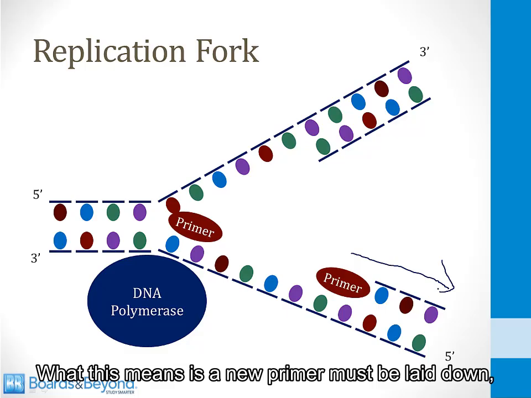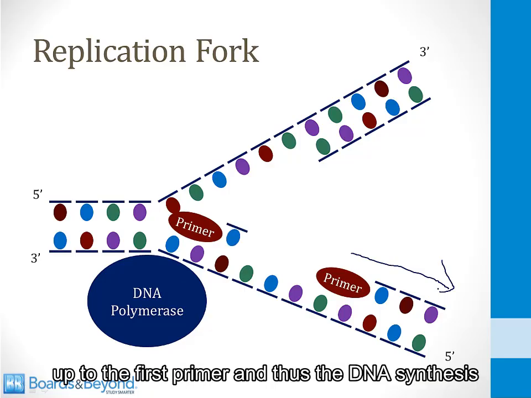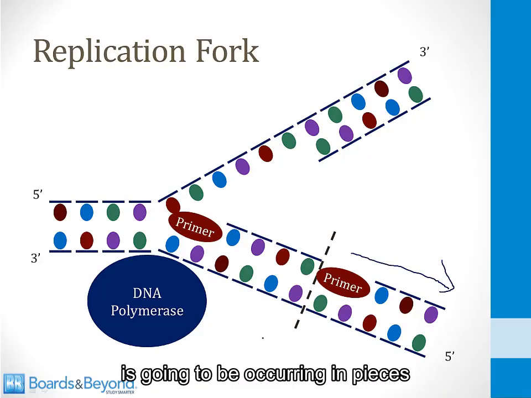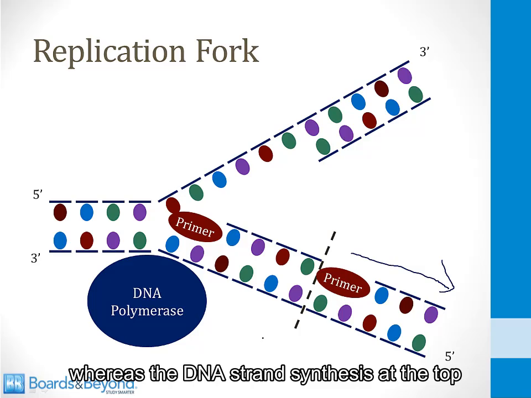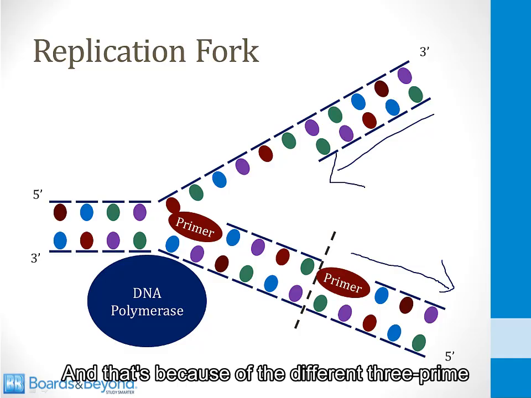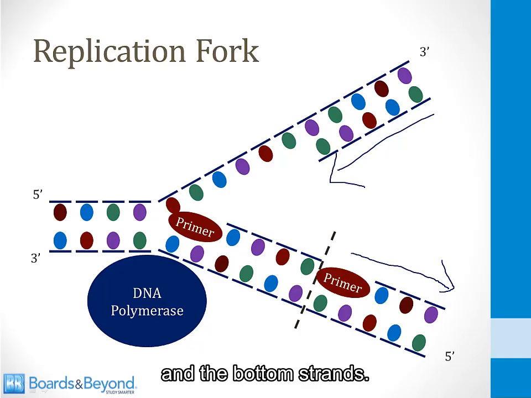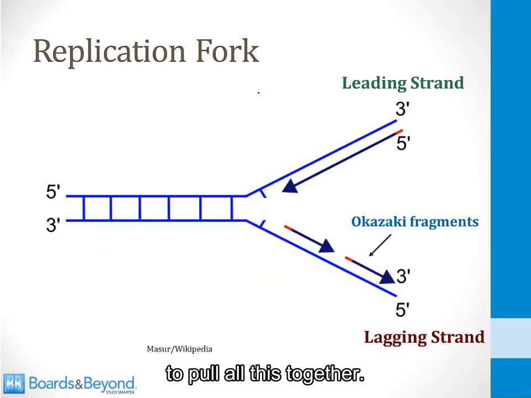What this means is a new primer must be laid down, which DNA polymerase can use to synthesize DNA all the way up to the first primer, and thus the DNA synthesis in the strand on the bottom is going to be occurring in pieces, whereas the DNA strand synthesis at the top is going to be continuous, and that's because of the different 3' and 5' orientations of the top and the bottom strands. And here's a picture from the web just to pull all this together.